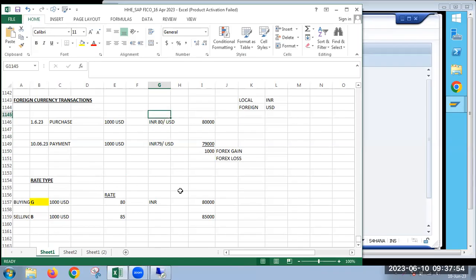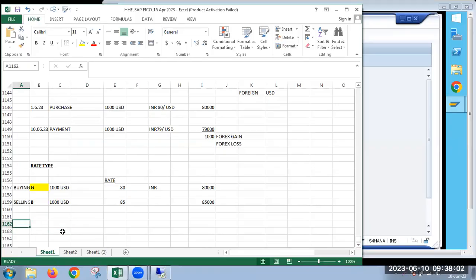We can have different types of rates. Normally we use the bank buying rate, or we can have another rate type, the average rate type, identified by the key M. Maybe the rate can be in between these two. It doesn't mean it would be exactly 82.5. It can be 83 or 82. It depends, but it will be in between 80 and 85. Let's take 82.